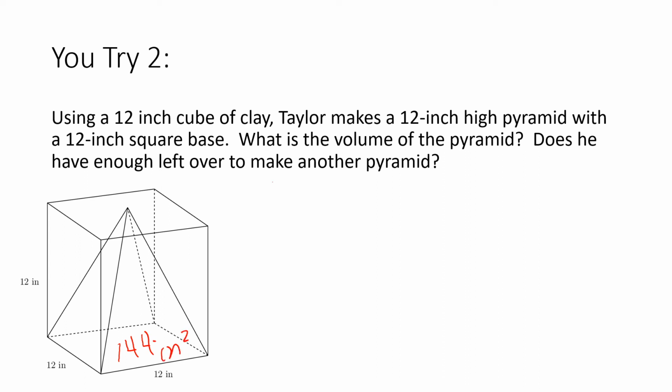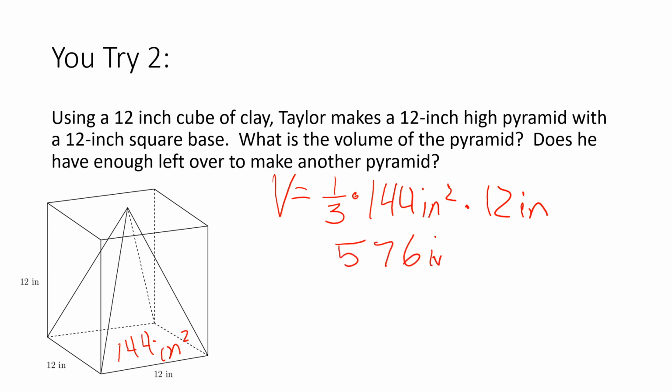So the volume of the pyramid is 1/3 times the base times the height, which is 12 inches. So 144 times 12 is 1,728, times 1/3 is 576 inches cubed. So that's one pyramid. Let's see if we have enough to make another pyramid.